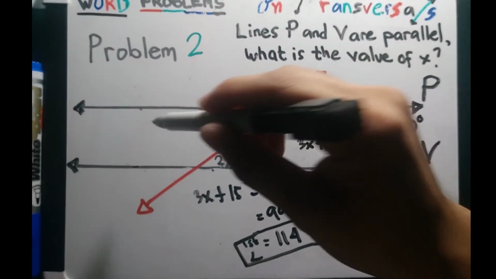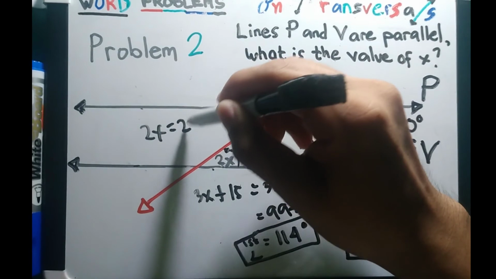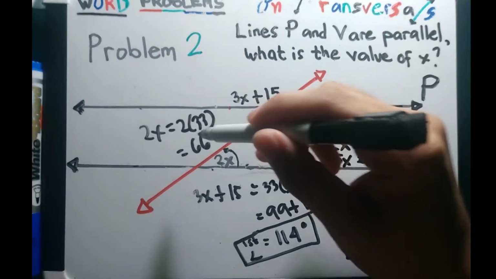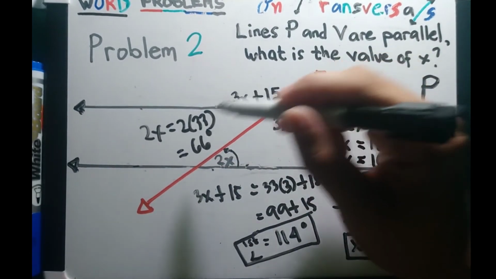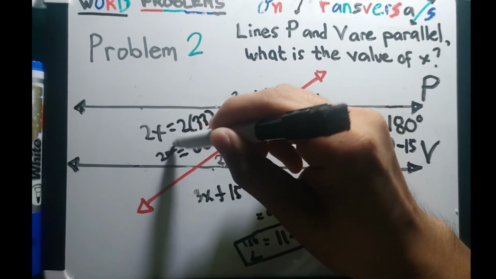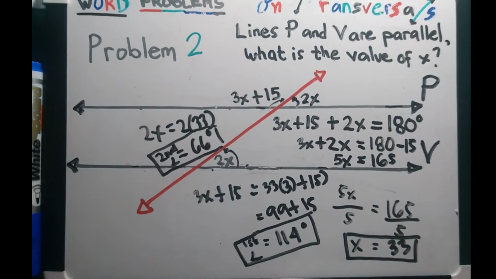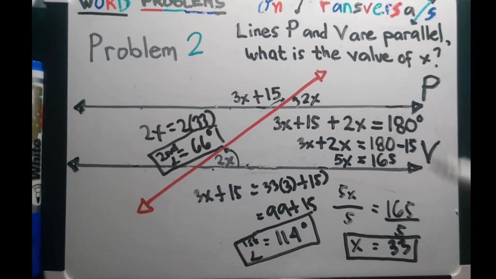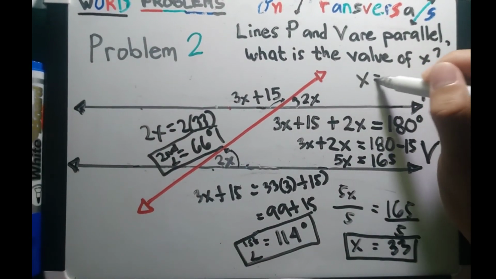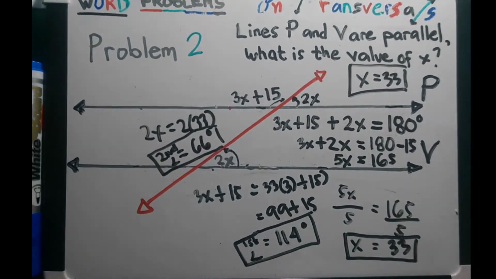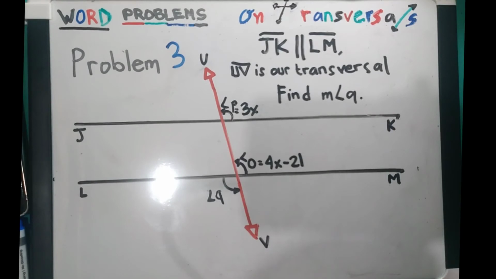For the second given, we have 2x is equal to 2 times 33. That would be simply 66. So the measure of our second angle is 66 degrees. What is asked in the problem is the value of x. So the value of x is equal to 33. Let us move on to the next problem. Now here, this will be our last problem.